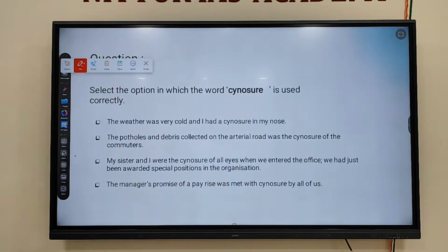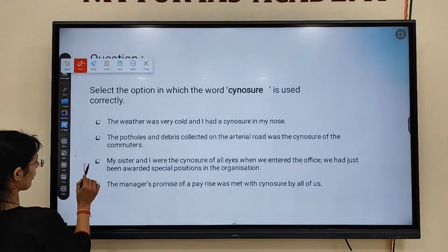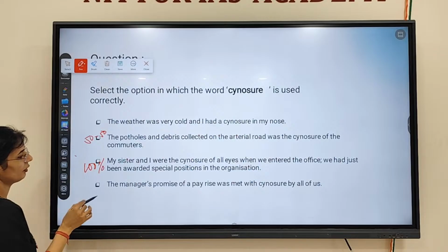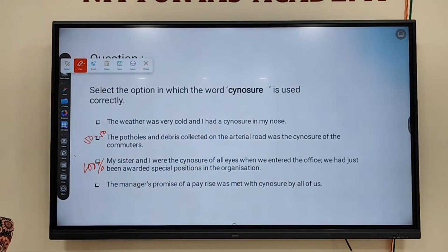My sister and I were the cynosure of all eyes when we entered the office. We just had been awarded special positions in the organization. 100%. Center of attraction. So this is 100%, meaning we are here 50-50. And the manager's promise to pay rise was met with a cynosure by all of us. 50-50. Okay, center of attraction it became. But 100% which is giving us the meaning. Option 3 is the most appropriate.